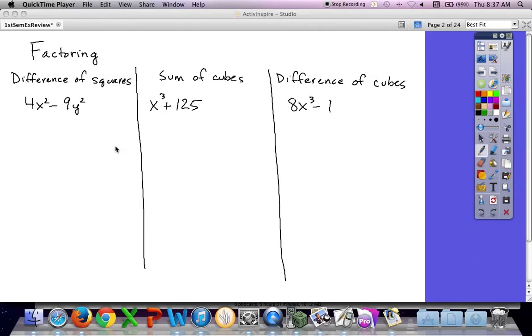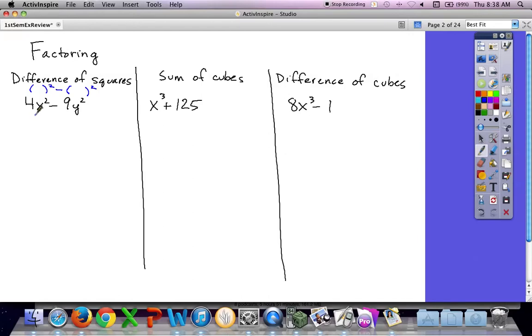Factoring a difference of squares. Right? What do we mean by difference of squares? Difference means subtraction, right? And squares means it should be one whole thing being squared minus another whole thing being squared. Right? Is that what we see we have already?